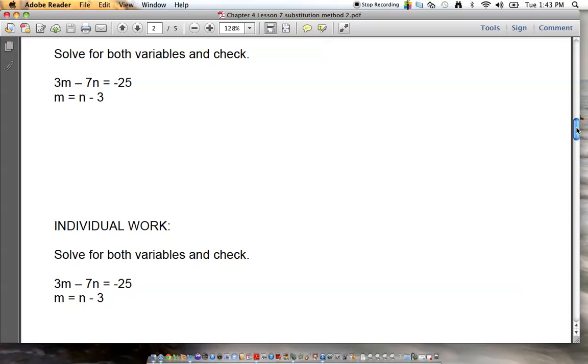Oh, no, right at the end. You just put in the n minus 3. So it's 3 parentheses n minus 3.